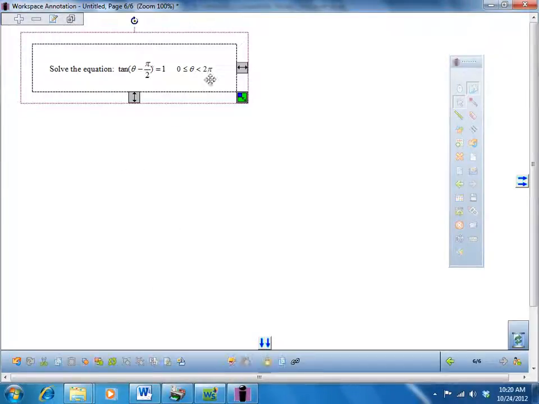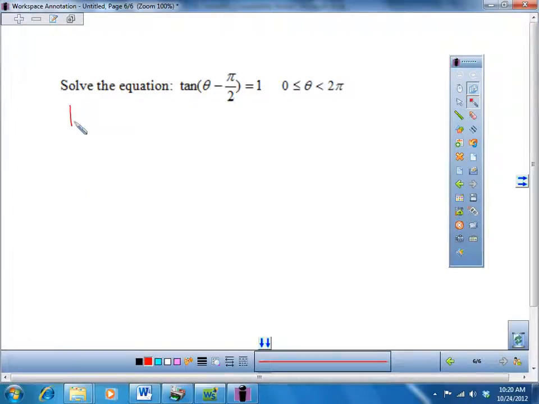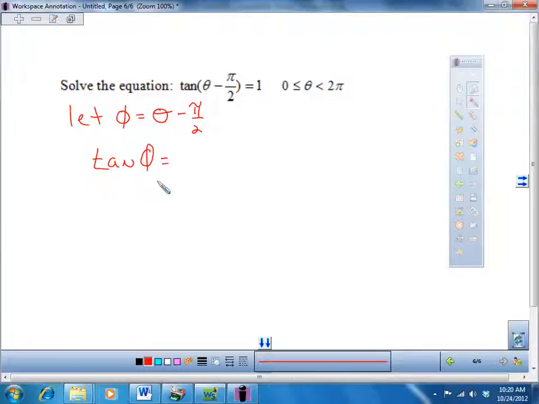So let's be more creative. Instead of calling it theta, let's call it P. Let me write P equals theta minus pi over 2. So the tan of P, which kind of looks like that, it's a sideways theta, is equal to 1. I don't know, that's how they do it.